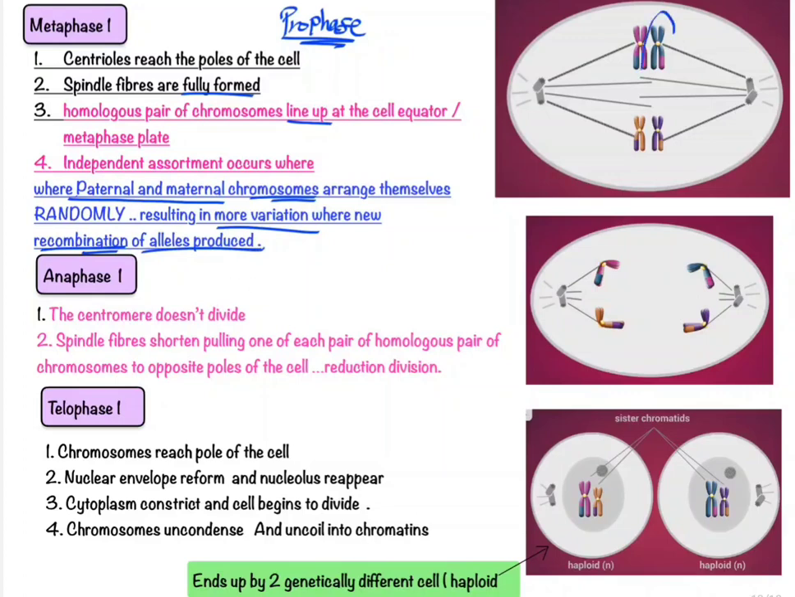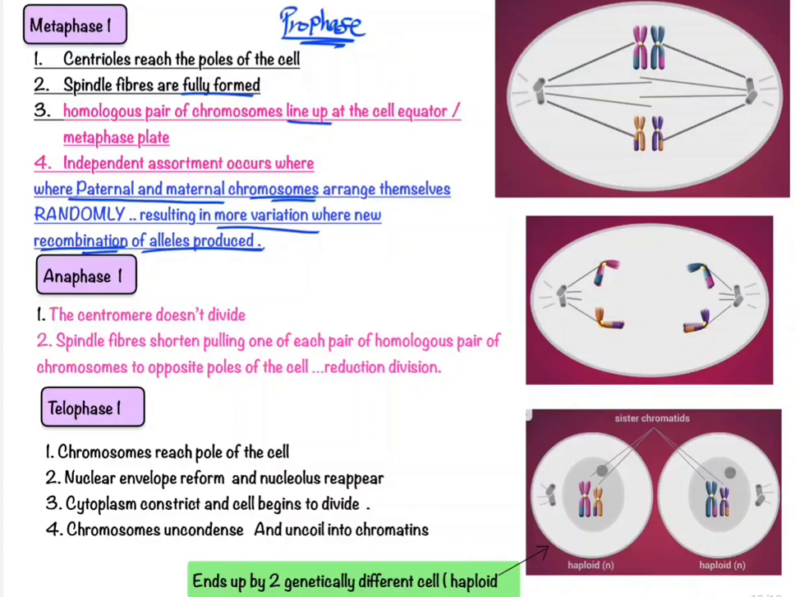Like, these two are going to pair up, okay? They were actually supposed to pair up, but now that independent assortment occurs, this one is going to go here and this one going there. So instead of these two pairing together, these two are going to pair together. So this creates the variation between the paternal and maternal chromosomes. Okay, so this was about metaphase 1.